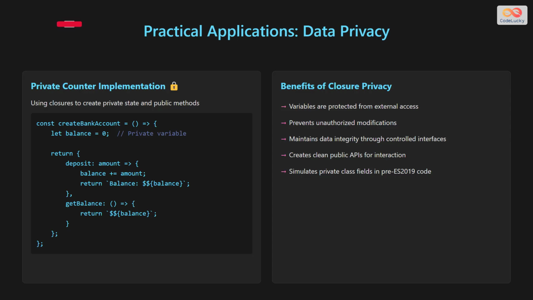This approach has many benefits. The variables are protected from external access. This means that unauthorized modifications are prevented. This helps in maintaining data integrity through controlled interfaces and creates clean public application programming interfaces, or APIs, for interaction. This approach can also simulate private class fields in pre-ES2019 code.